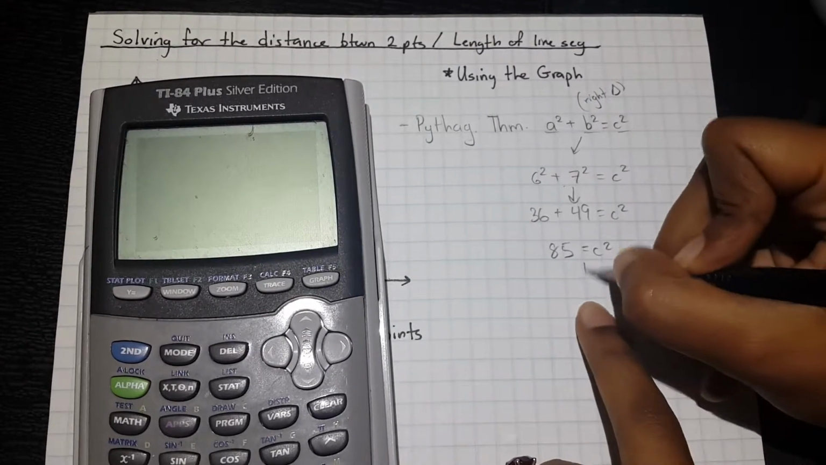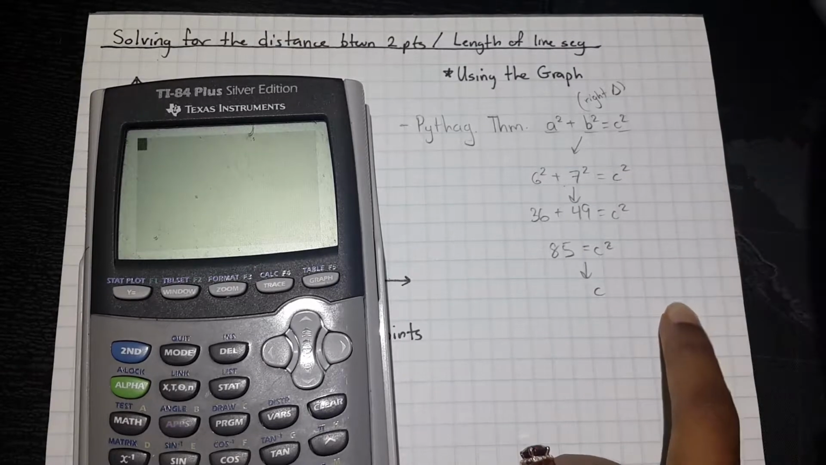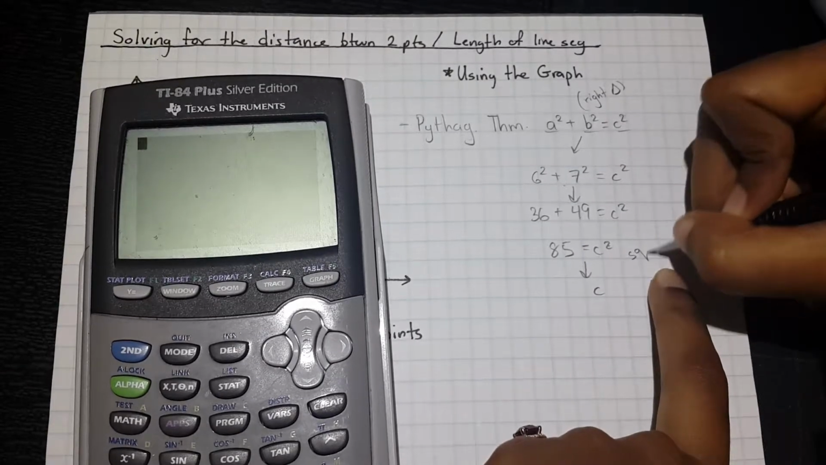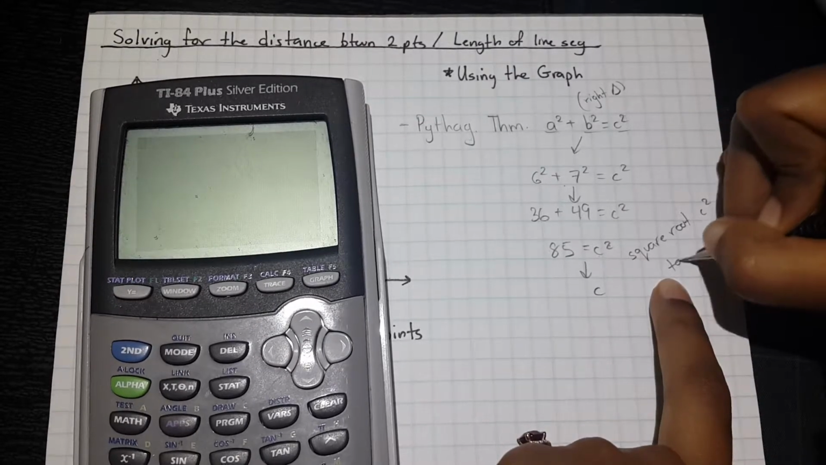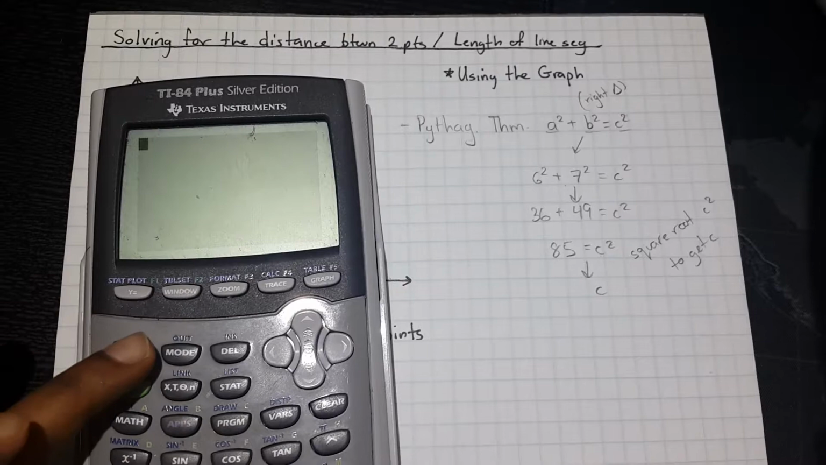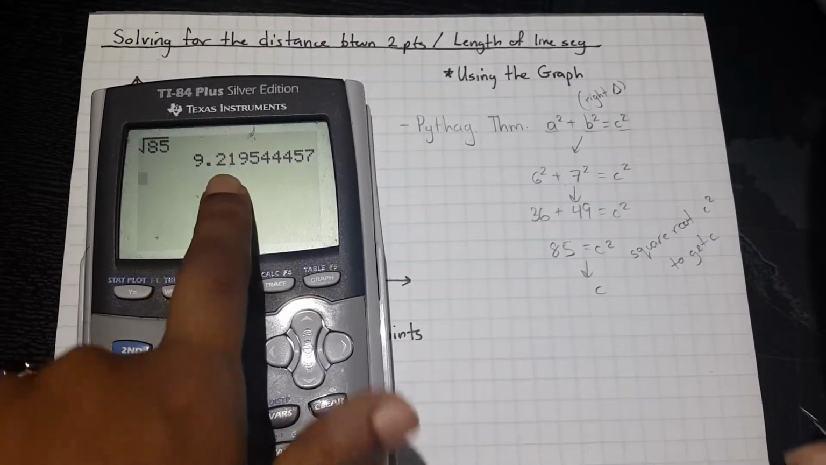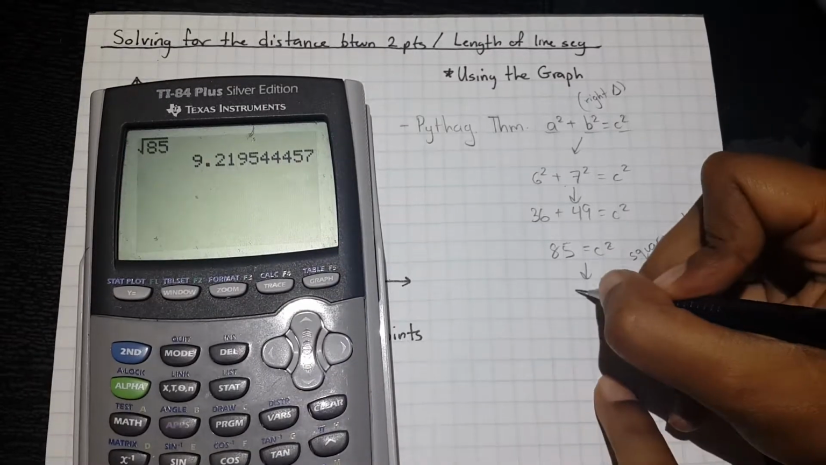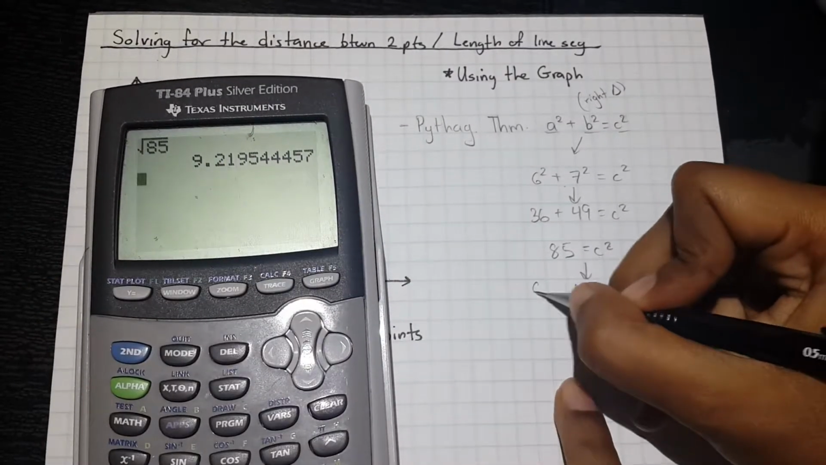And what you want to do at this point, you want to get your calculator, because you need to solve for the value of c. Now, if we have c squared, we need to perform its inverse operation, which is square rooting. Okay, so we need to square root c squared to get c. Okay, with that in mind, on this calculator, you're going to do second x squared, type in 85, press enter, and I have this decimal value. I'm going to round to the nearest hundredths place, so that's 9.22.